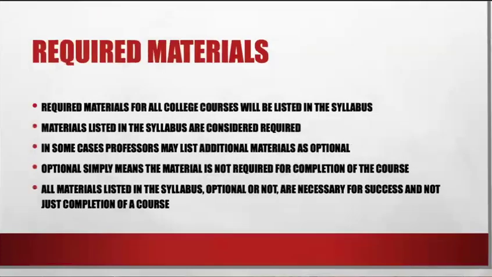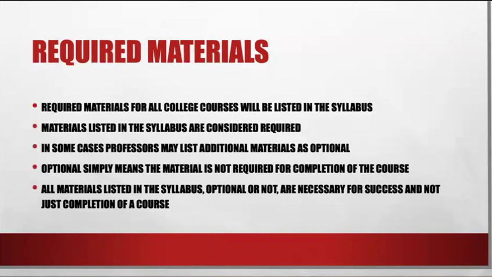So one of the other things on the syllabus is the required materials, right? Those are materials required for a college course. They're usually listed in the syllabus, and they will say required if they are required materials. In some cases you'll have optional material, right? You'll have books or things that are additional on top of what they expect for you to read, right? And that means it's not required, but it would probably help you, right?